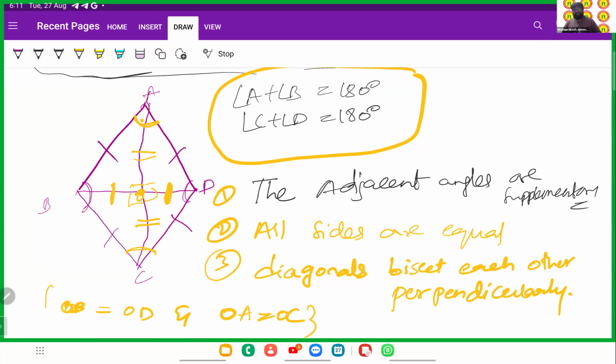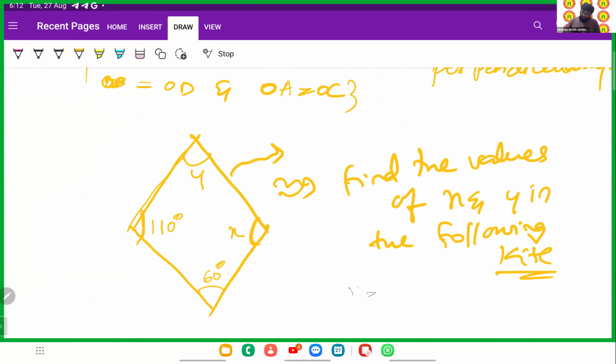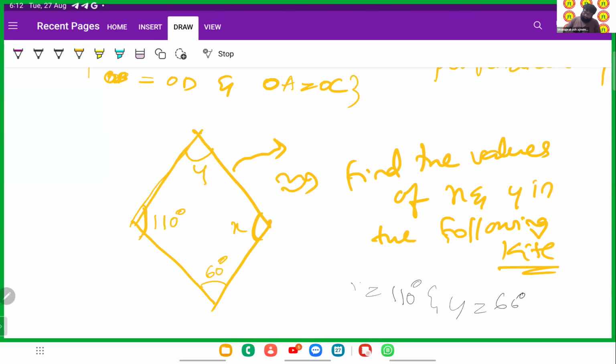Okay. So the adjacent angles are supplementary here. Yes, Gautam Krishna. Okay, sir. Next, kite. Kite opposite angles are equal here. So here if you see, x is equal to 110 degrees and y is equal to 60 degrees.